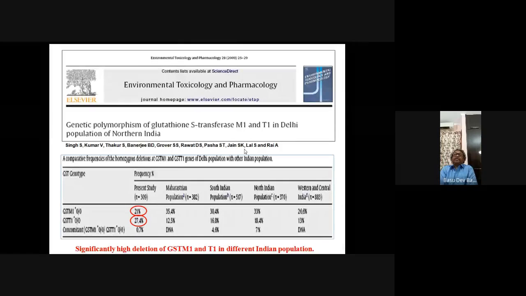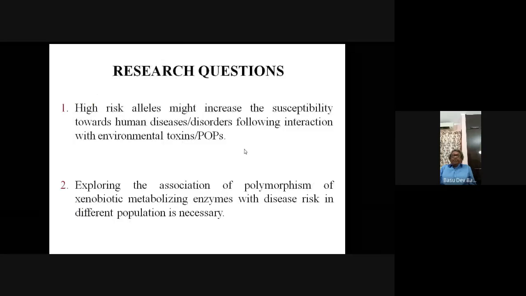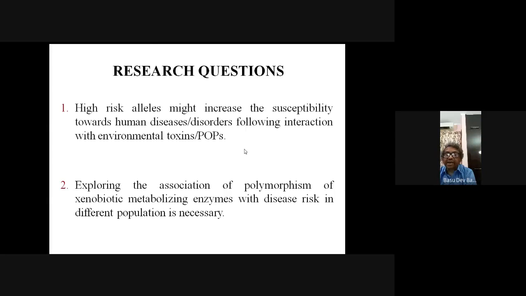So this is the end of the first part of my talk. What it shows is that yes, we may have some high risk alleles that are increased in the human populations in Delhi or North India, and following interaction with environmental toxins, there is a possibility of disease development. Since we have studied only a few genes, we cannot conclude based on that. So genetic polymorphism association as a disease marker in different populations is necessary. Can I have next?